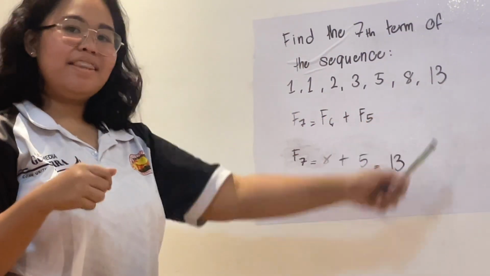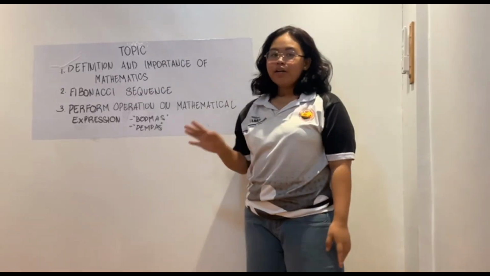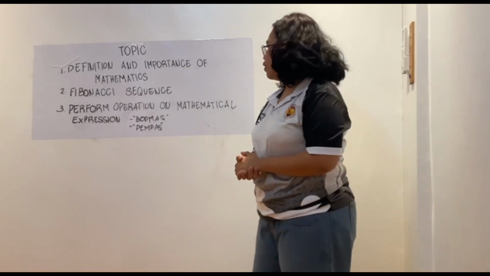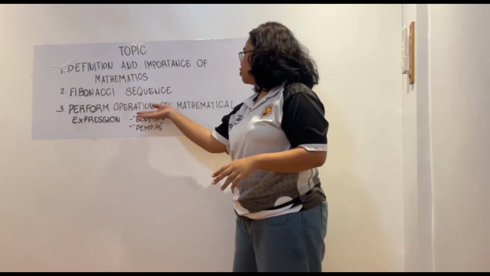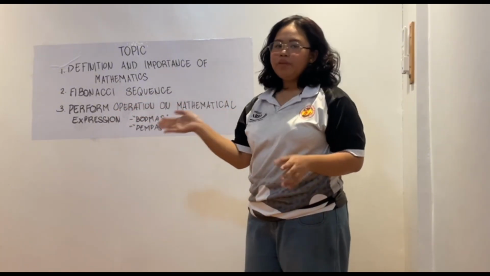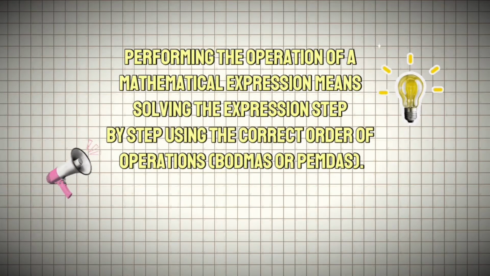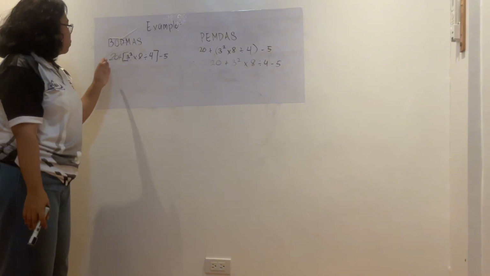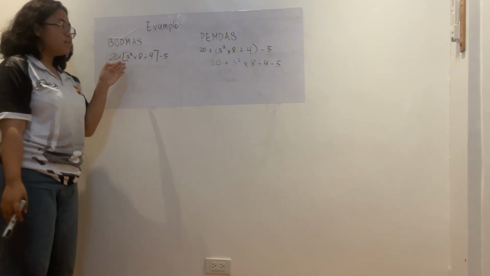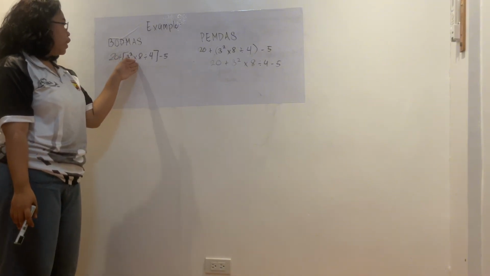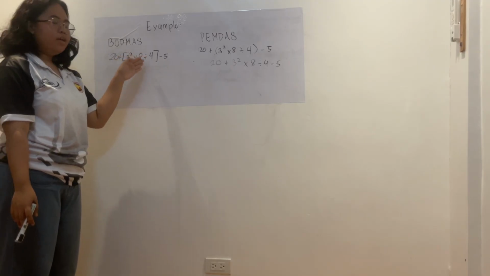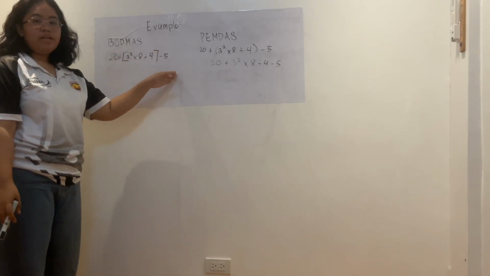Yes, 13. And lastly, for our third topic, which is our last topic, about performing operations on mathematical expressions. Performing the operation of a mathematical expression means solving the expression step by step using the correct order of operations. Now we have here 20 plus bracket 3 squared times 8 divide 4 bracket minus 5.